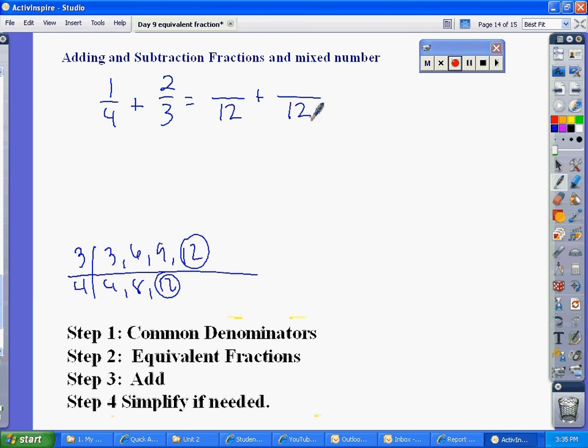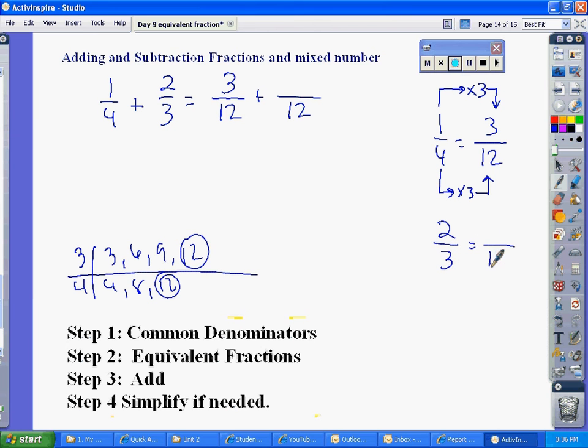All right, now the second step is make equivalent fractions. This is a step that a lot of you forget to do. If we have 1/4 and we have to make it an equivalent fraction with a denominator of 12, we have to multiply 4 times 3 to get 12. Many of you are forgetting you have to multiply the numerator by the same thing, 3, to get 3. So 1/4 equals 3/12.